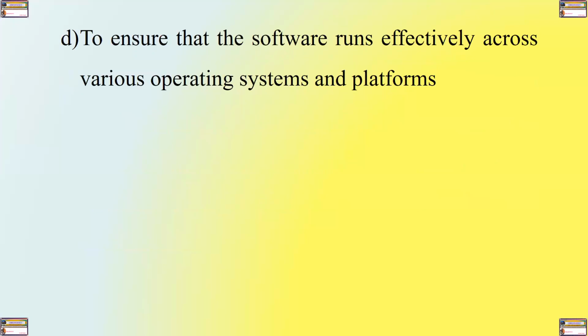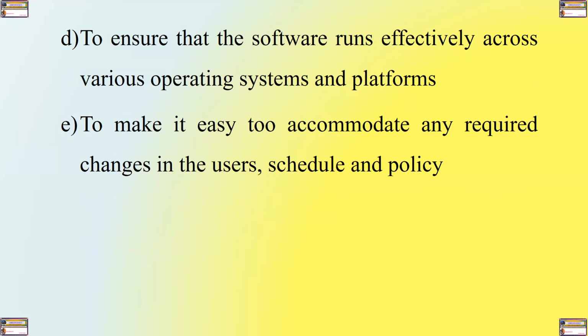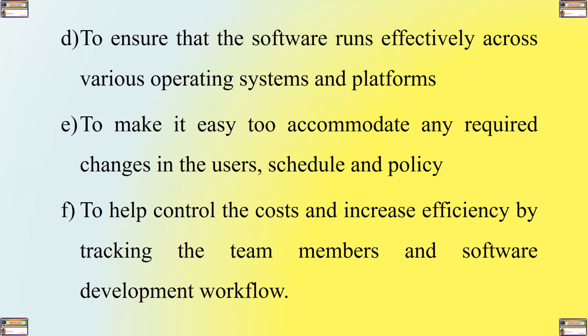Number four, it is to ensure that the software runs effectively across various operating systems and platforms. Number five, it is to make it easy to accommodate any required changes in the user's schedule and policy. Number six, it is to help control the costs and increase efficiency by tracking the team members and software development workflow.